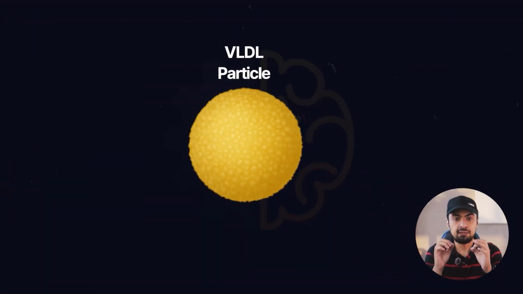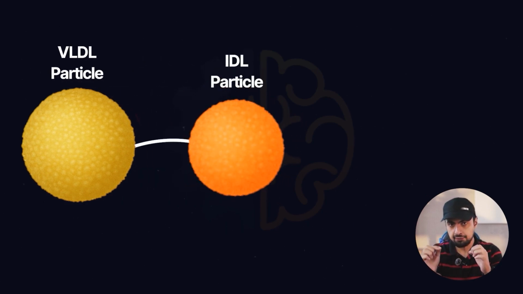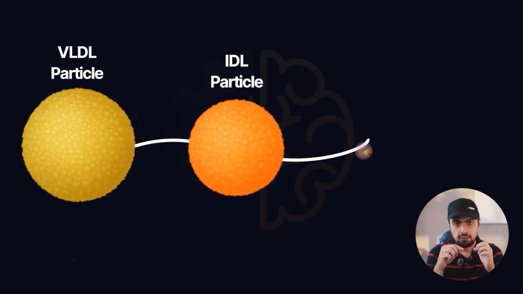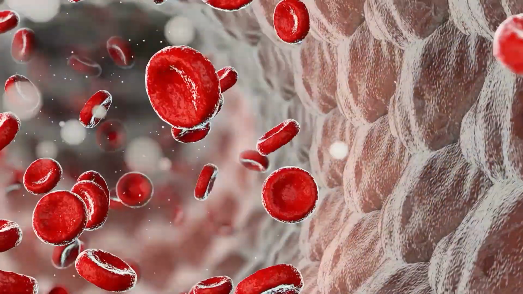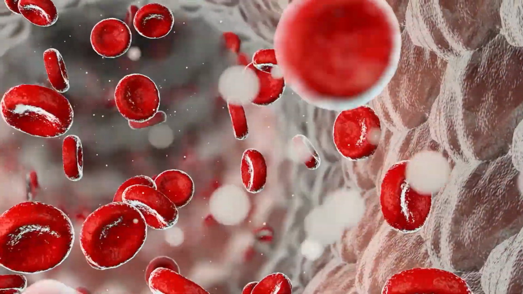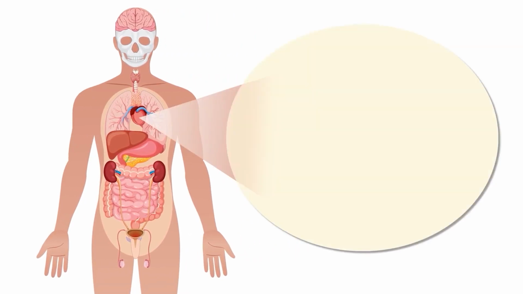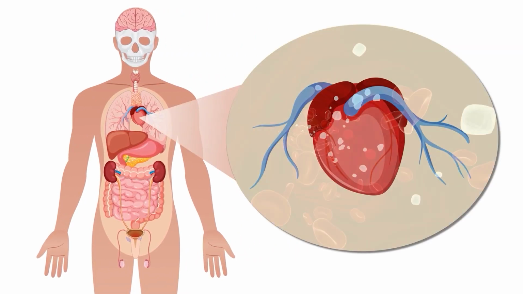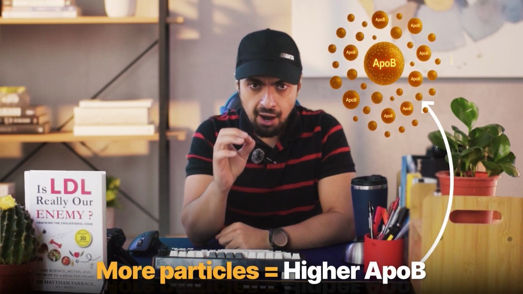As they circulate, they are gradually broken down into smaller particles, turning into IDL or intermediate density lipoprotein, then eventually becoming LDL. But here is the catch. When there is too much VLDL, the process leaves behind a surge of small dense LDL. Now, small dense LDL is a problem because each particle carries less cholesterol. To move the small amount of cholesterol, your body ends up making far more particles. And more particles means higher ApoB.